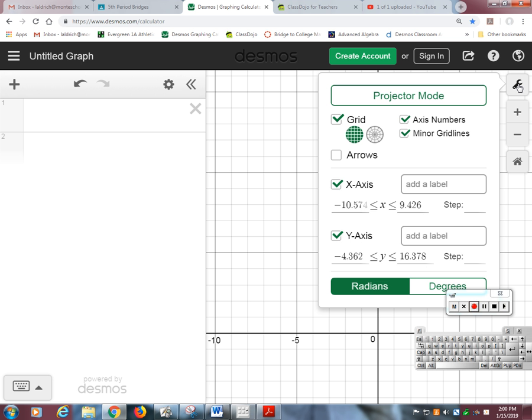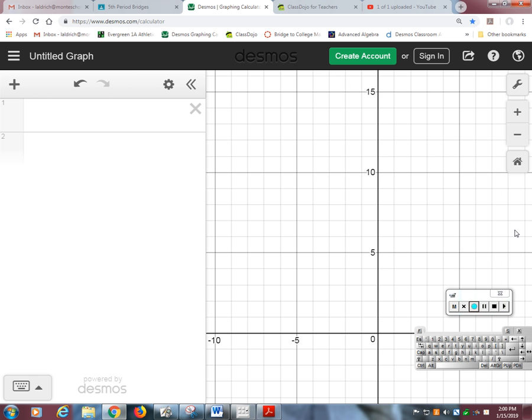Do you have your phone, Danica? Okay, go ahead and get on desmos.com or open the app if you have it. And then change this into degrees, okay? So anytime you start Desmos, it's always by default in radians. So we need to change this into degree mode.